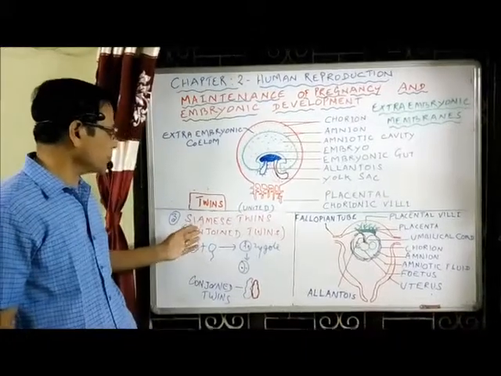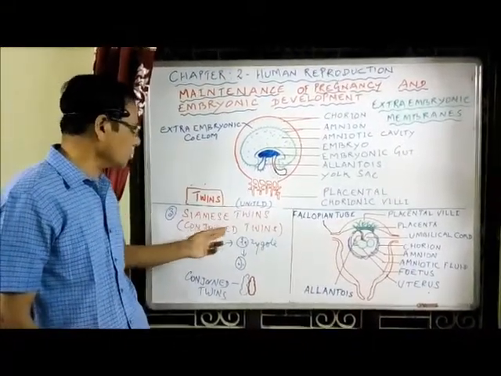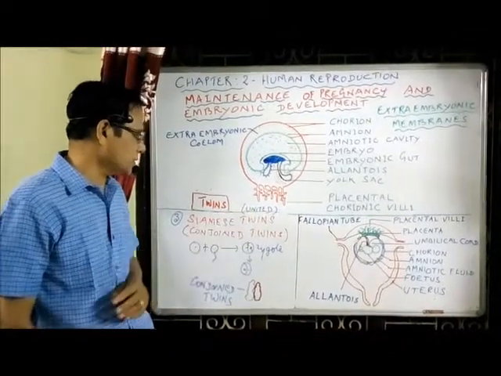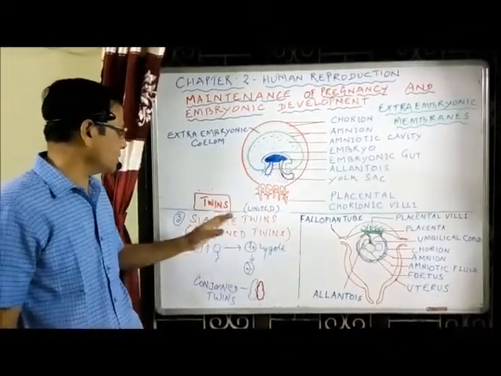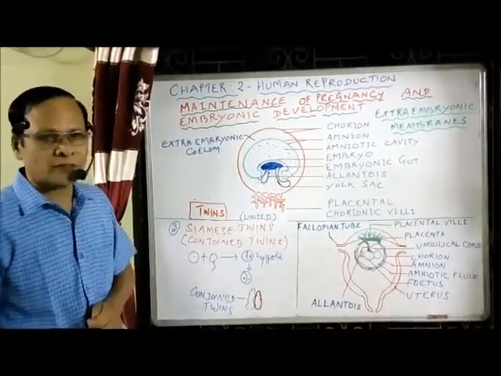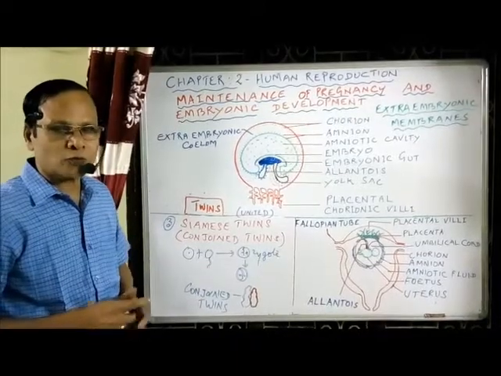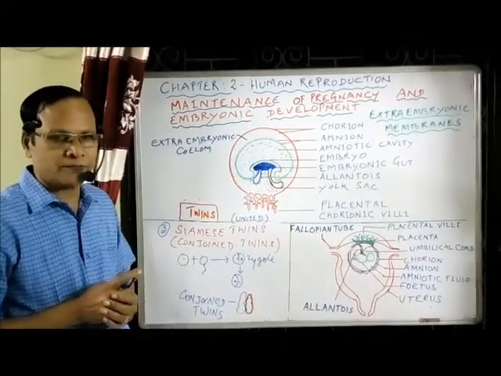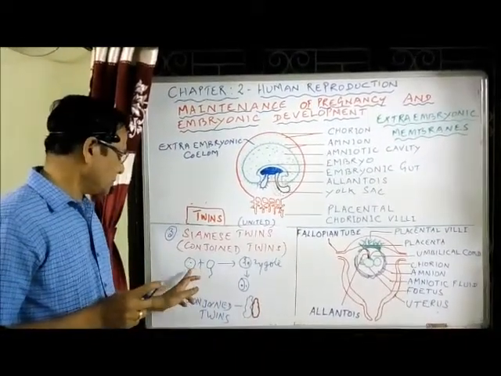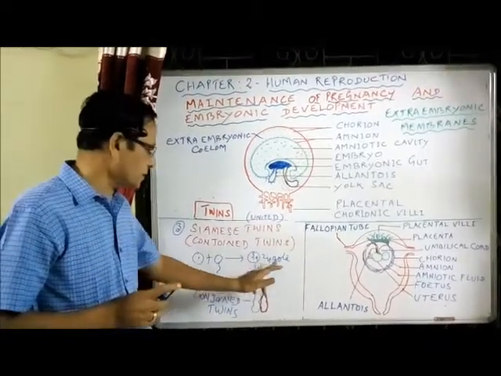Now the third type of twins, Siamese twins, also called conjoined twins or united twins. The names are different but they are the same. In the case of Siamese twins, they are actually identical twins. Normally there is one egg and one sperm, fertilization resulting in a zygote.